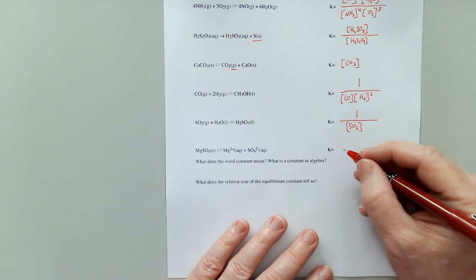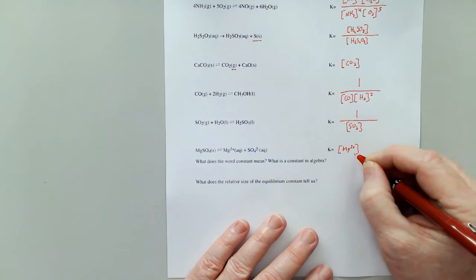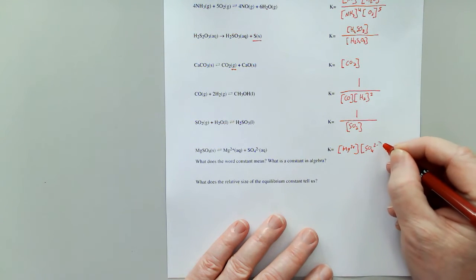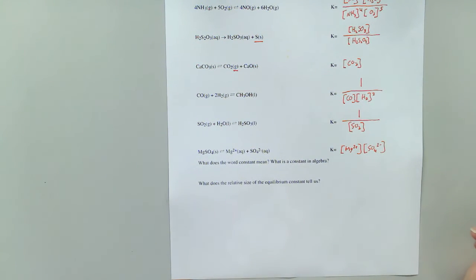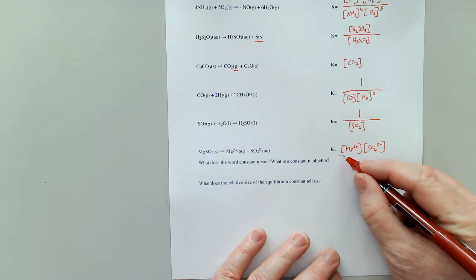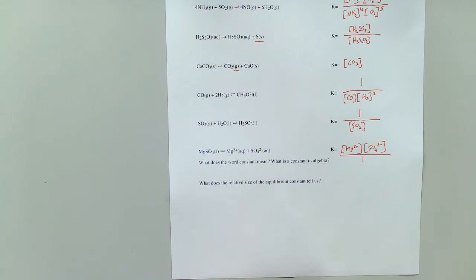Then for this last example, it's the concentration of Mg2+ multiplied by the concentration of SO4 2-. Nothing downstairs because the MgSO4 is a solid. So I've got a numerator, nothing in the denominator, although it would not be wrong to put it all over a 1, but I typically don't do that.